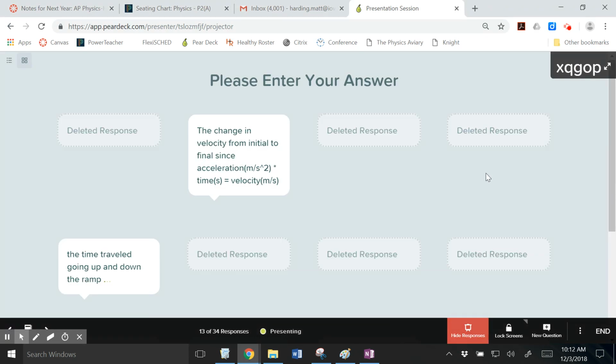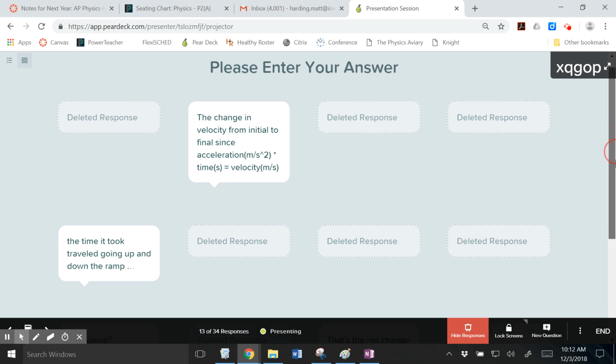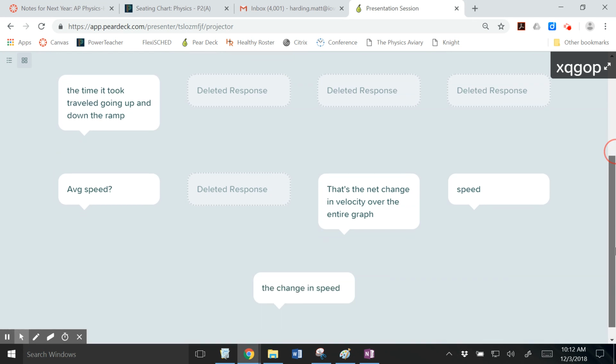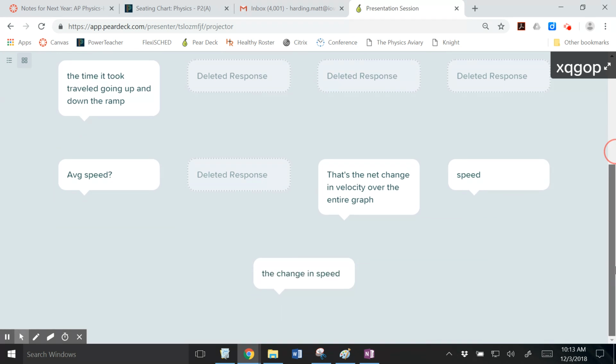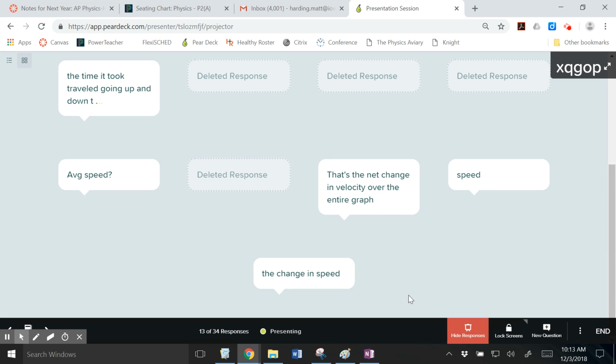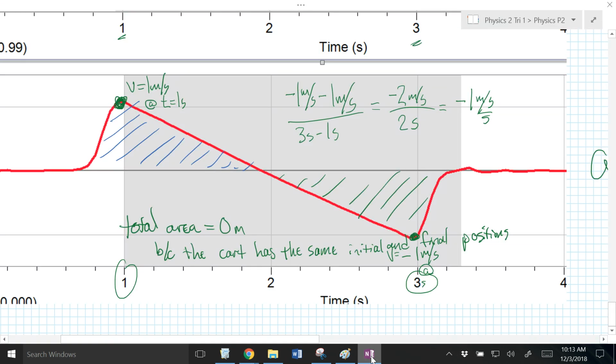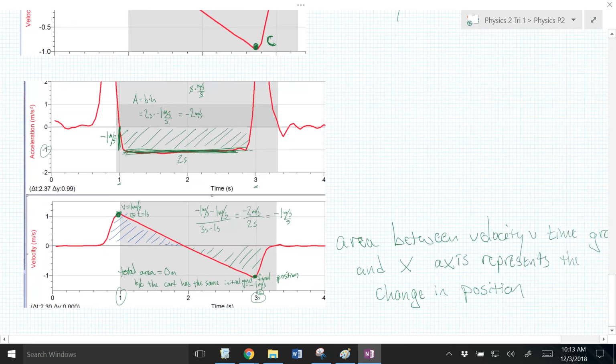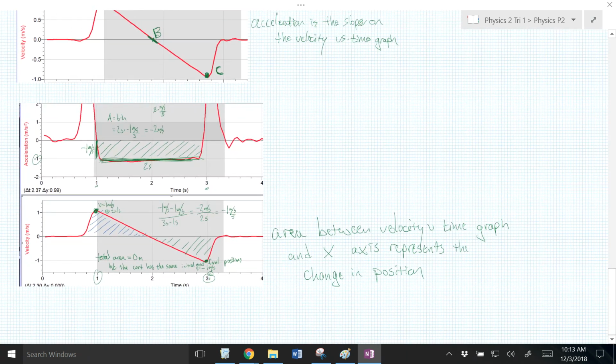So we're seeing things like the change in velocity from initial to the final, the time it took traveling up and down the ramp, average speed, net change in velocity over the entire graph, the change in speed. Can you see how that kind of relates to our understanding here? That the velocity graph, that area represents the change in position, okay?